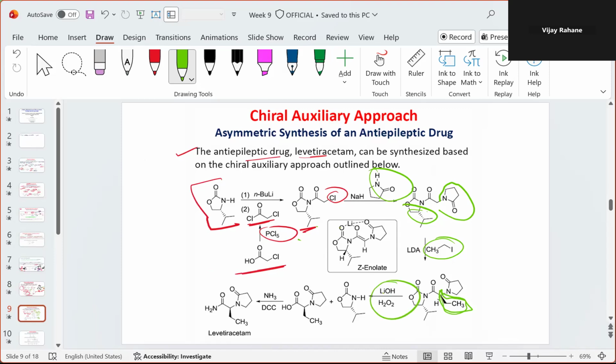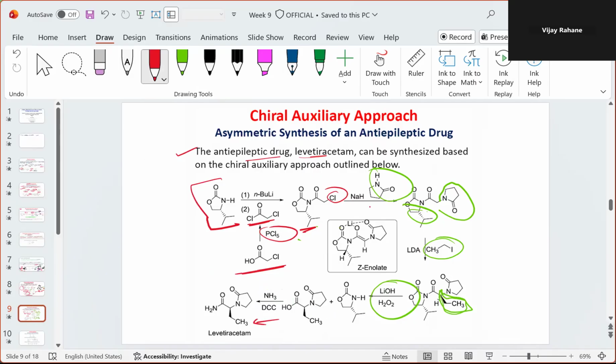When you do the hydrolysis of this amide by using lithium hydroxide and H2O2, what do we get? We get our product here. That's basically an intermediate for the Leo tricetane molecule. And the last step here, if you treat this acid with ammonia, we get this desired product. So forget about all the other steps.